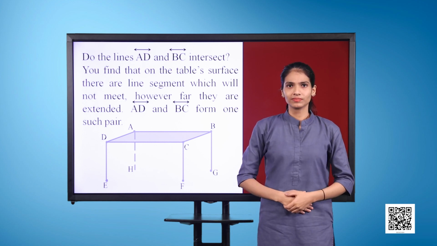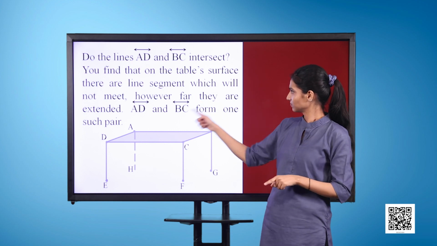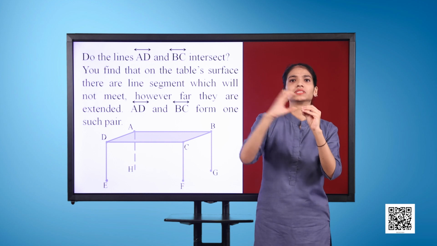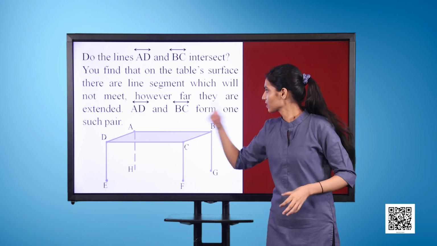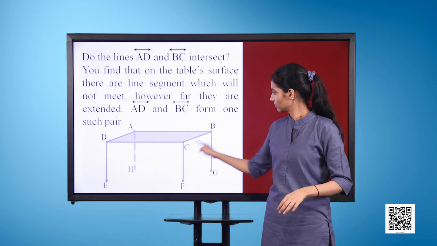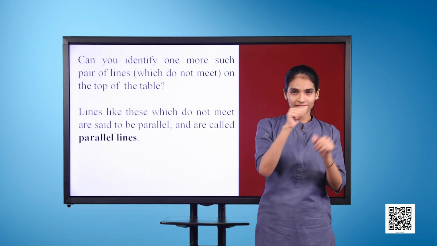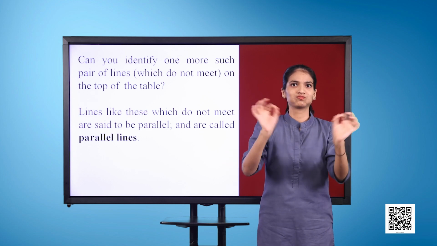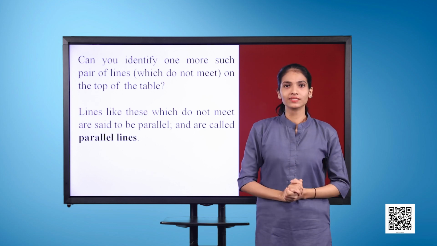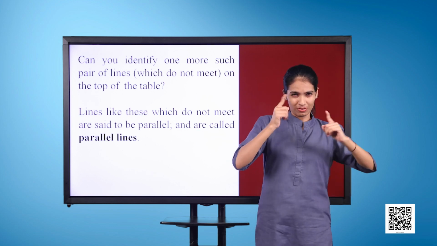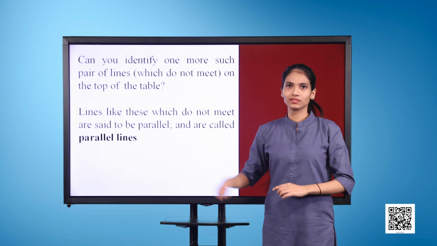You find that on the table's surface there are line segments which will not meet, however far they are extended. AD and BC form one such pair. Can you identify one more such pair of lines which do not meet on the top of the table? Lines like these which do not meet are said to be parallel and are called parallel lines.